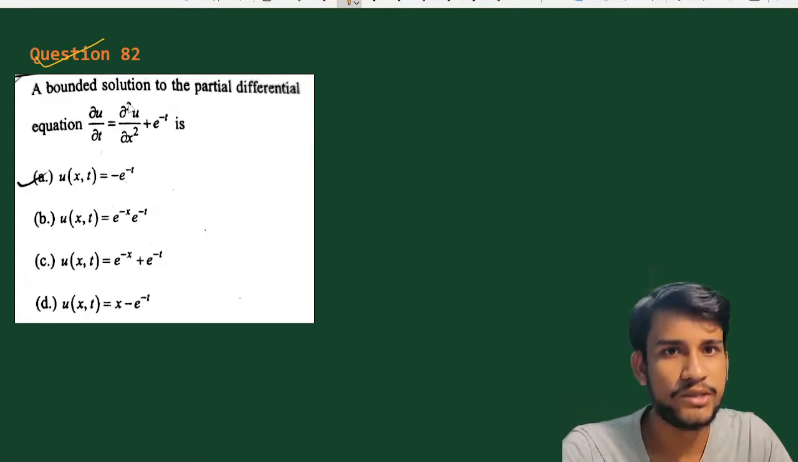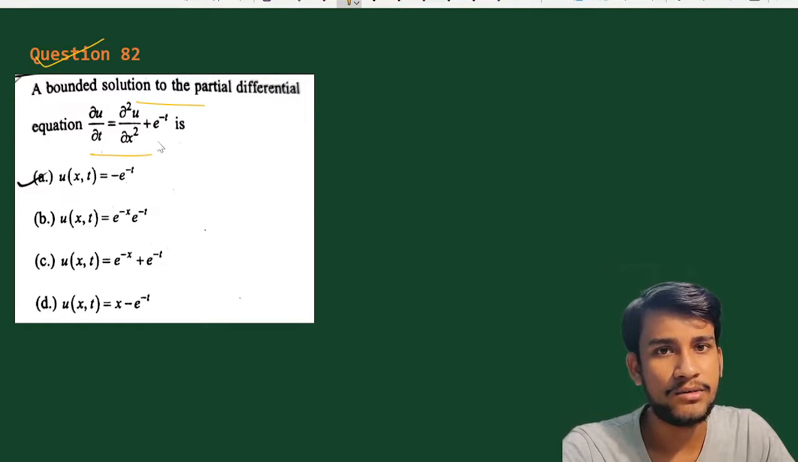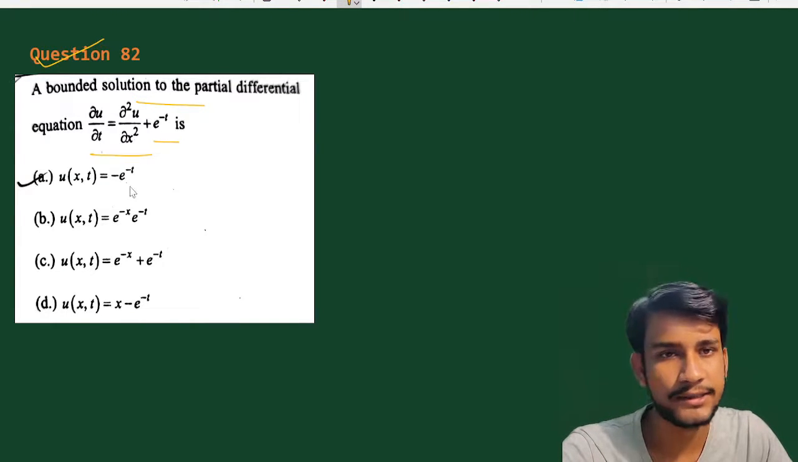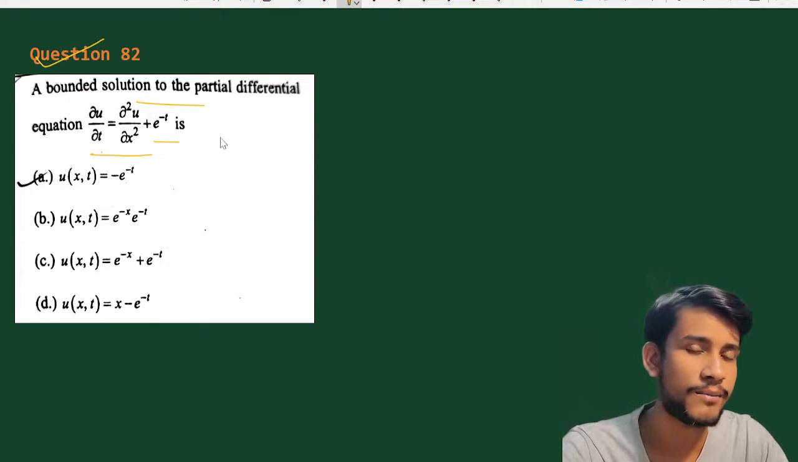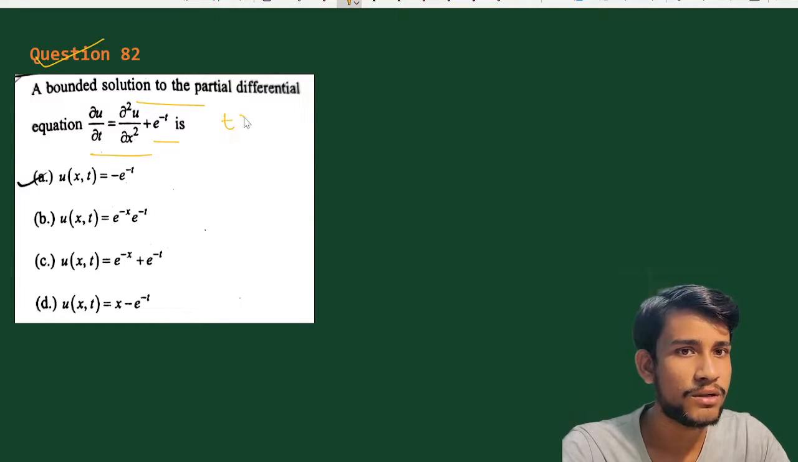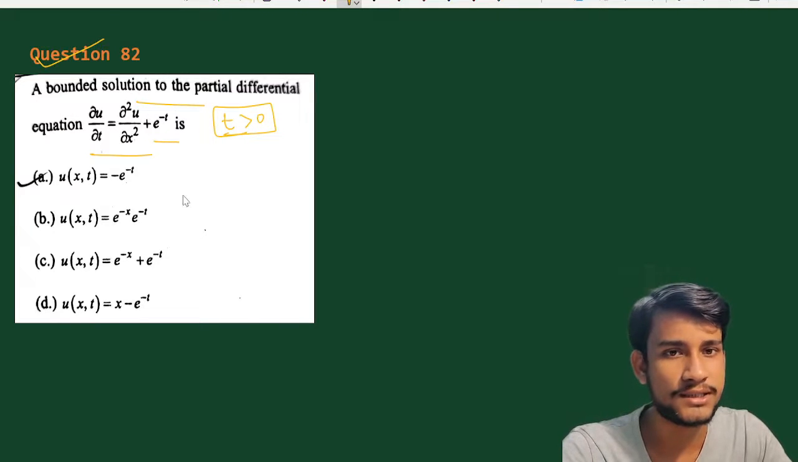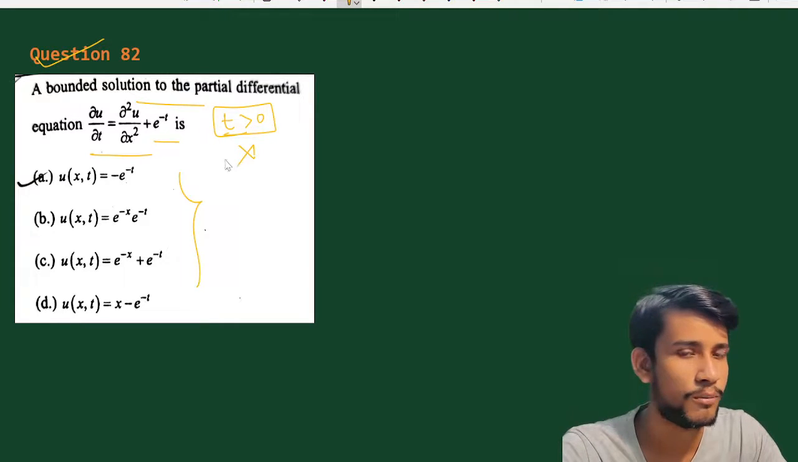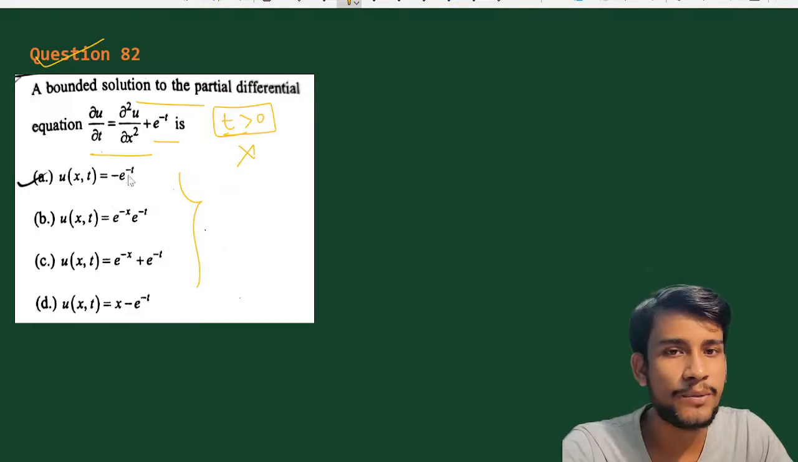Question 82 says that a bounded solution for the partial differential equation del u del t is equal to del squared u del x squared plus exponential minus t is. Here I think a term is missing, because here t greater than 0; we need this condition, otherwise we can't say any option. Then the problem itself will be wrong, because the exponential function.